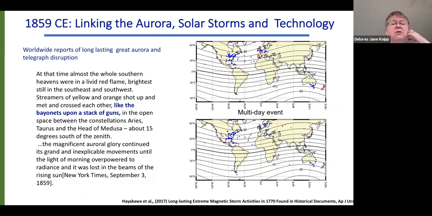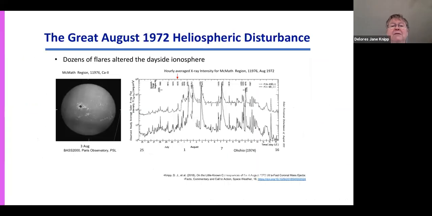So where were these aurora seen? Just all over the place, very, very low latitudes. It was a multi-day event. It was the end of October, October 28th through 29th, and then again a second CME came in about September 1st and 2nd. So auroras were seen in multiple locations, multiple times, again indicating that there was a very active region and active longitude. So I am now going to skip forward to the August 1972 event.